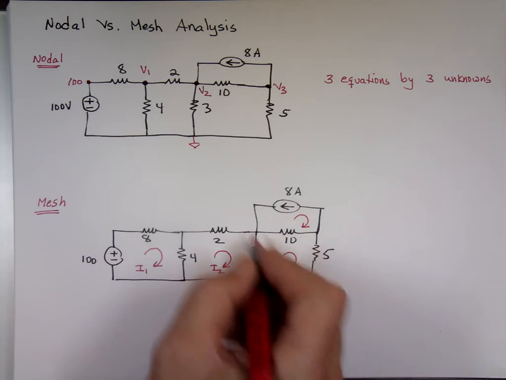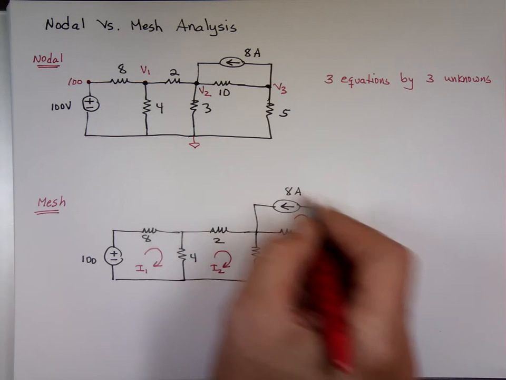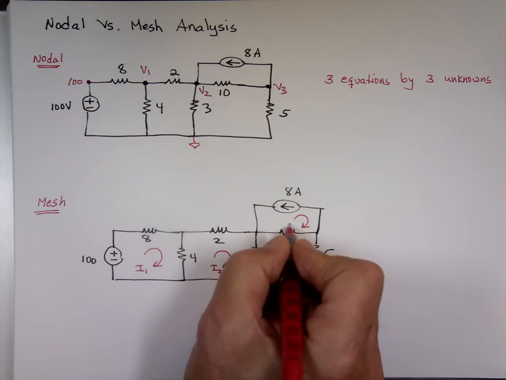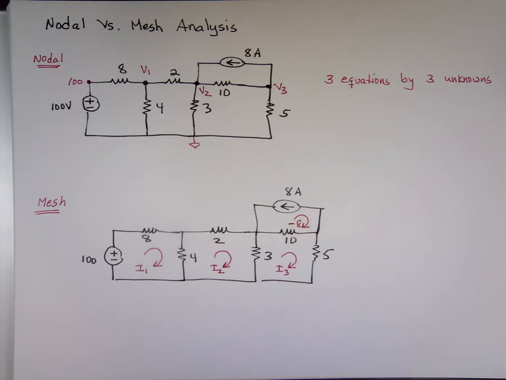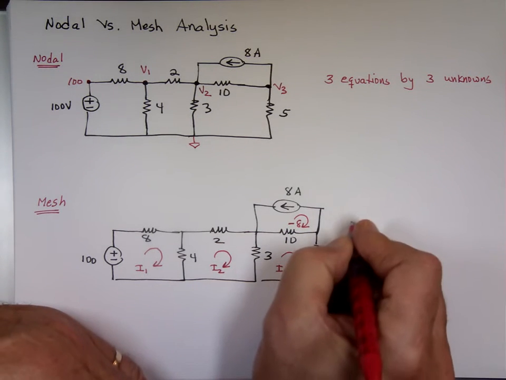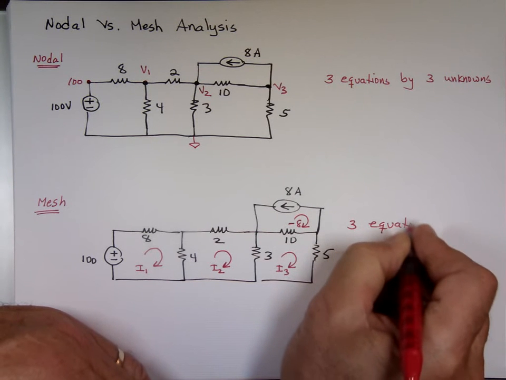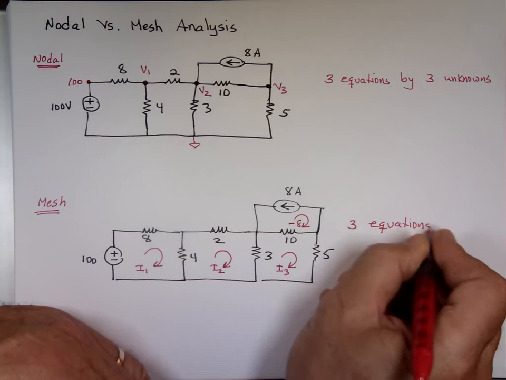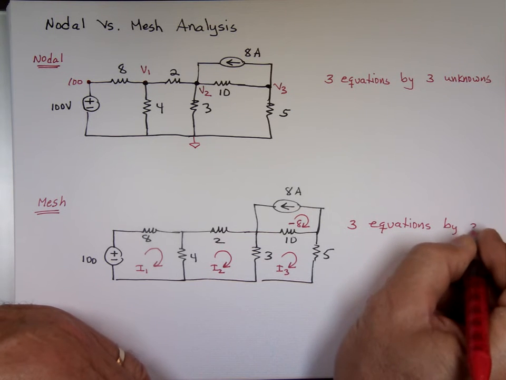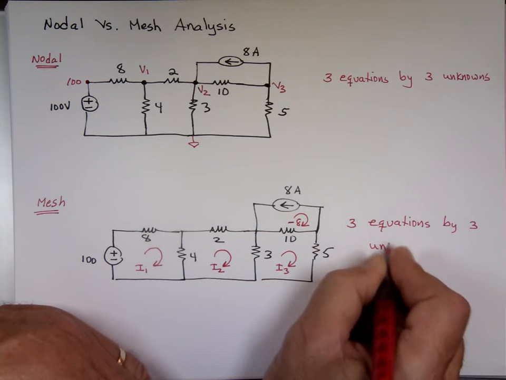Notice because this current's going which way? It's going to the right on the top one. That's a negative 8. So if you know that's negative 8, that's also going to give you what? 3 equations by 3 unknowns. So in this example, it really doesn't matter.